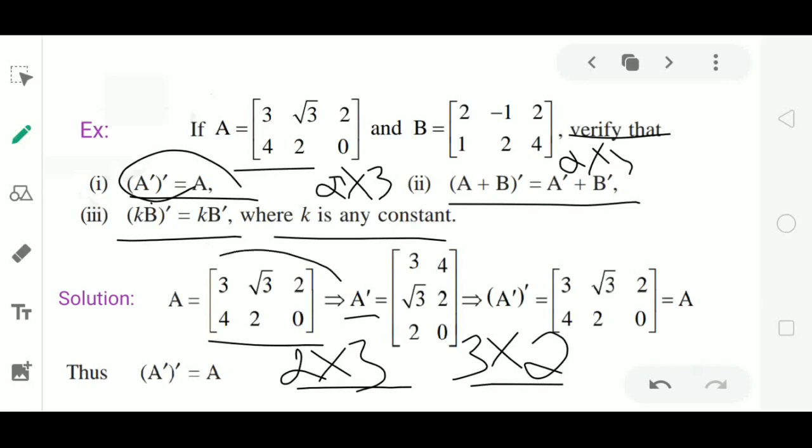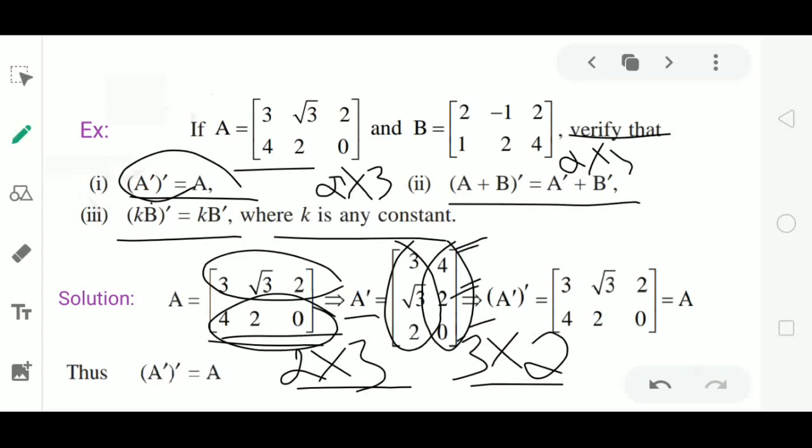Elements of first row of A are written as the elements of first column of A dash. Elements of second row of A are written as the elements of second column of A dash. In the second row of A, we have the elements 4, 2 and 0. Those elements are written in the second column of A dash, that is, 4, 2, 0 are the elements of second column of A dash. This is the transpose of A.